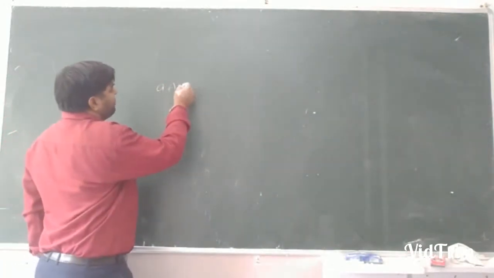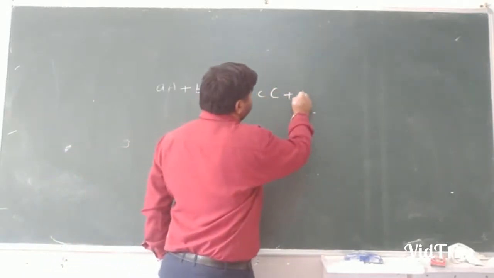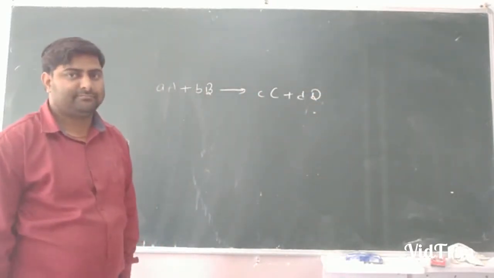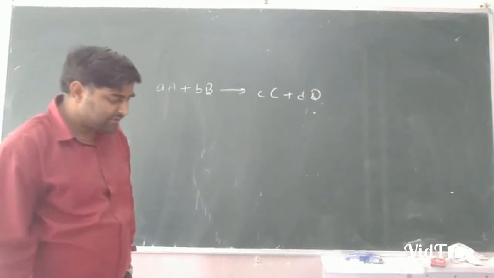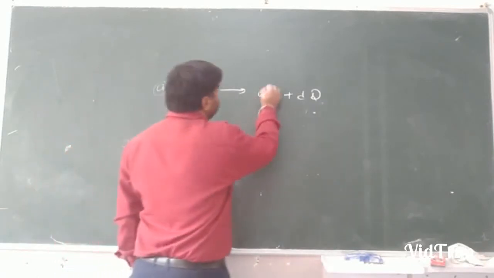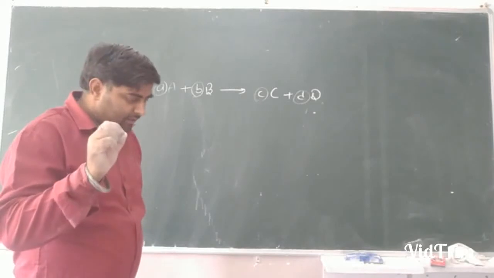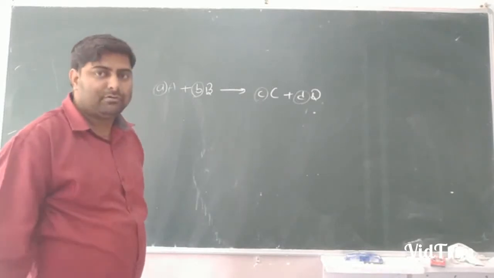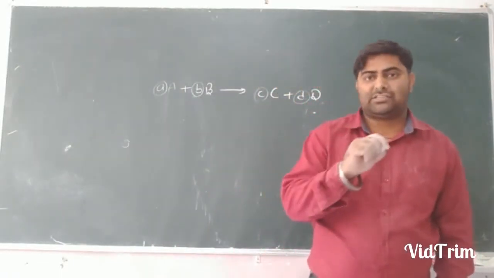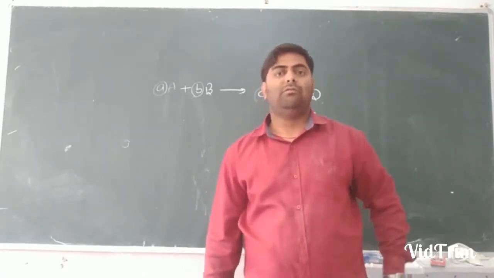aA + bB gives cC + dD. Let us take a general reaction. a, b, c, d are the stoichiometric coefficients. We all know, according to rate law, or what we have done in class 11, the law of mass action. In the chapter equilibrium, you have done the law of mass action.